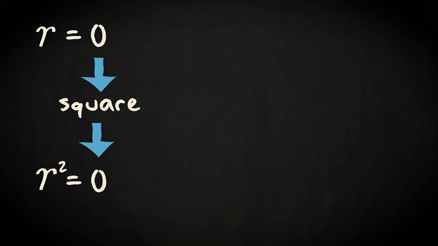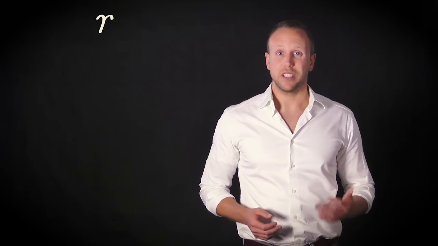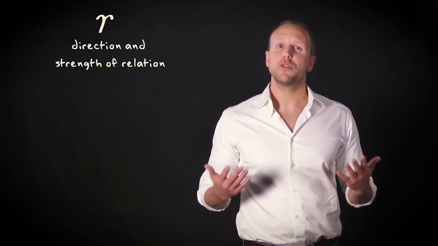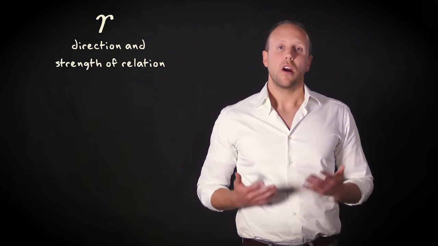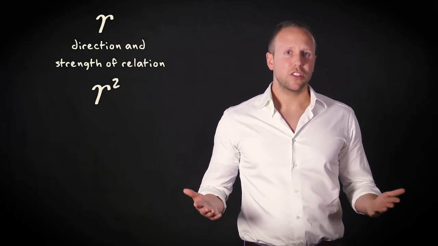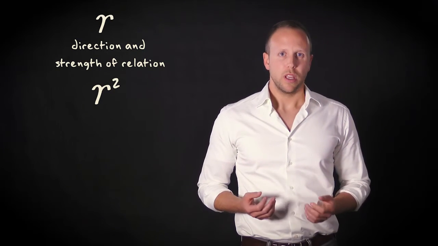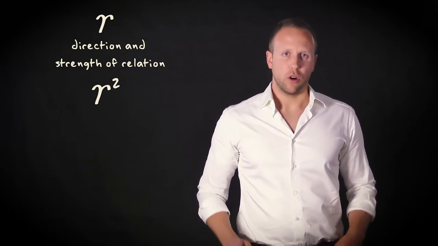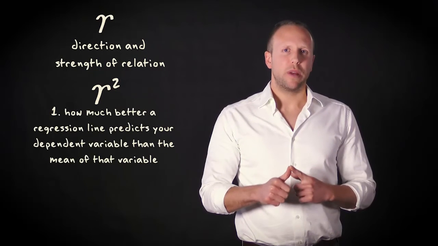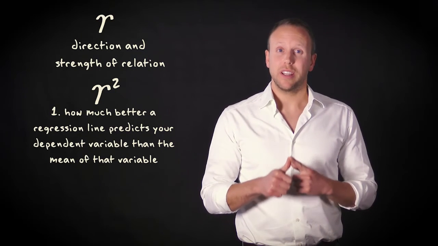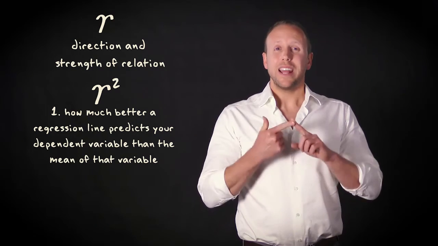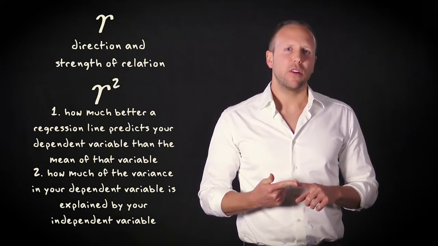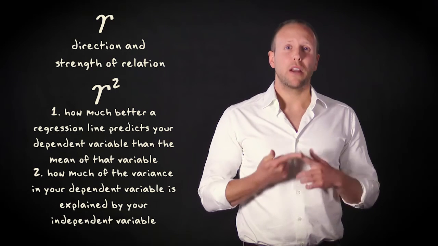remember that the interpretation of R-squared is very different from the interpretation of Pearson's R. Pearson's R tells you whether the linear relationship between two variables is positive or negative, and it shows you how strong this relationship is. R-squared tells you nothing about the direction of a relationship between two variables, because it is always a positive number. It does tell you two other things though. One, it tells you how much better a regression line predicts your dependent variable than the mean of that dependent variable. And two, it shows you how much of the variance in your dependent variable is explained by your independent variable.